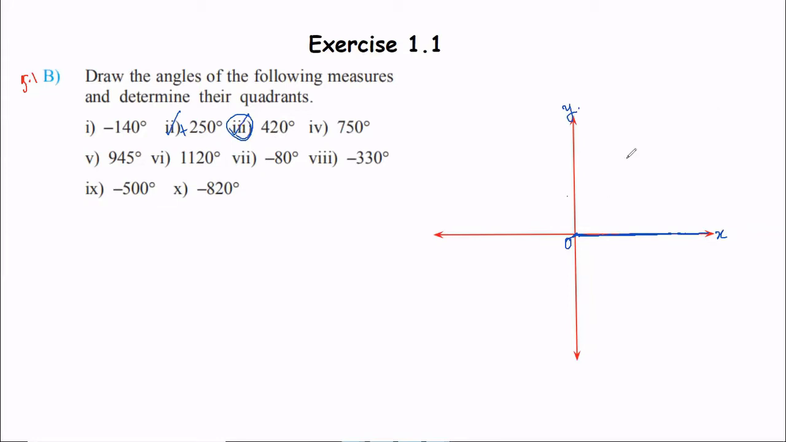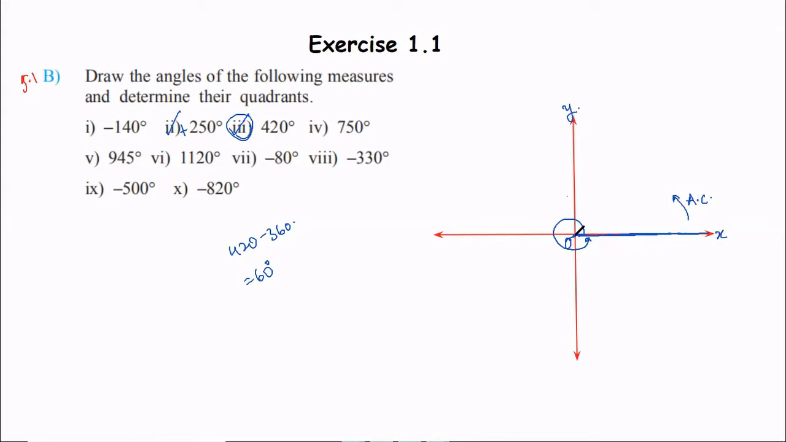How will we plot plus 420 degrees? There is a plus sign which indicates the rotation should be anti-clockwise from the positive x-axis. One complete rotation gives me 360 degrees. I need to plot 420. So what is the difference between 420 and 360? It is 60, right? So basically I need to plot 60 degrees more with one rotation, right?